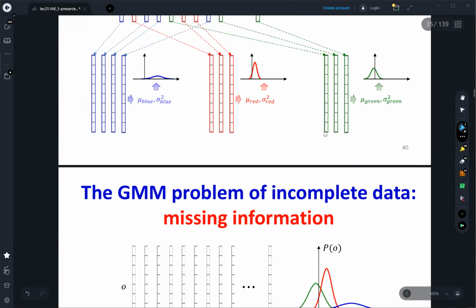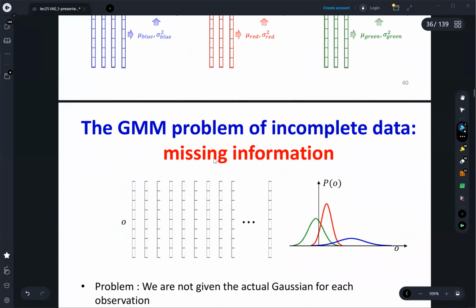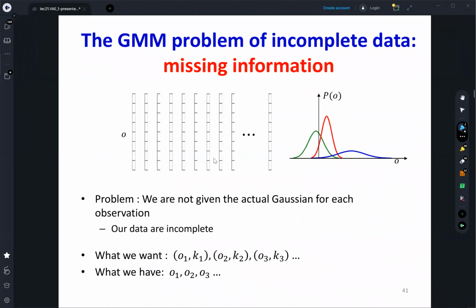And again, you want to remember that this business of overlap also accounts for these portions of the curve, right? If the Gaussians never overlapped, then you would have some regions where the overall distribution was expected to be zero. That doesn't happen. So the overlap accounts for those regions of the overall distribution. But then the problem we have here is that we are not given the actual Gaussian for each observation. Our data are incomplete. For each observation, we also want to know the Gaussian it came from, but all we have are the observations alone.